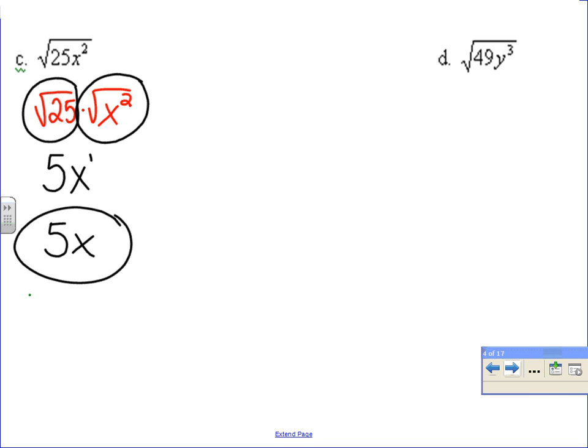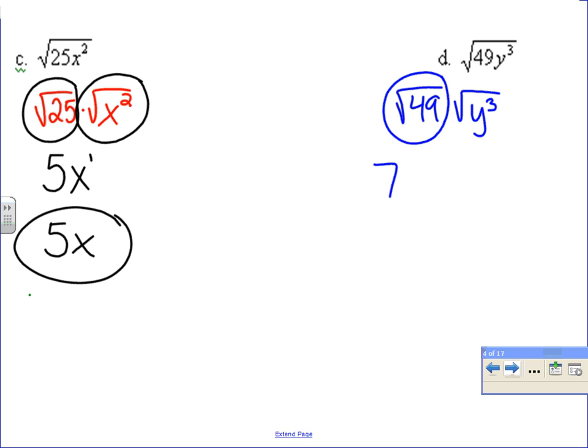Okay, let's go to letter D. Letter D, we have square root of 49y cubed. First thing I want you to do when you have a variable is use the product property of radicals and split them up. Then look at any of the numbers, see if any of them are already perfect squares. 49 is already a perfect square. Square root of 49 is 7.